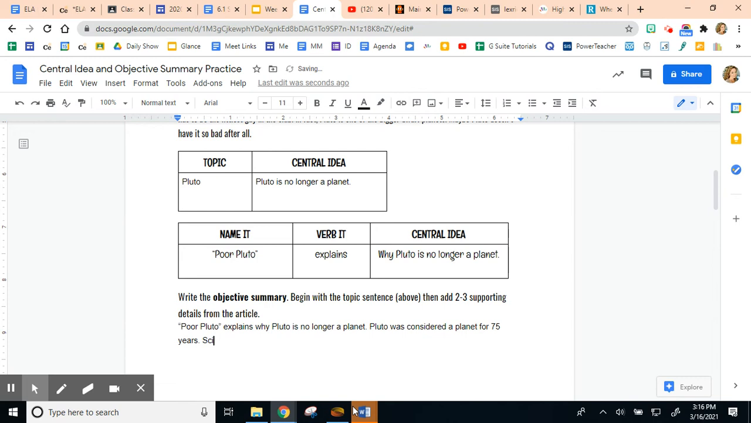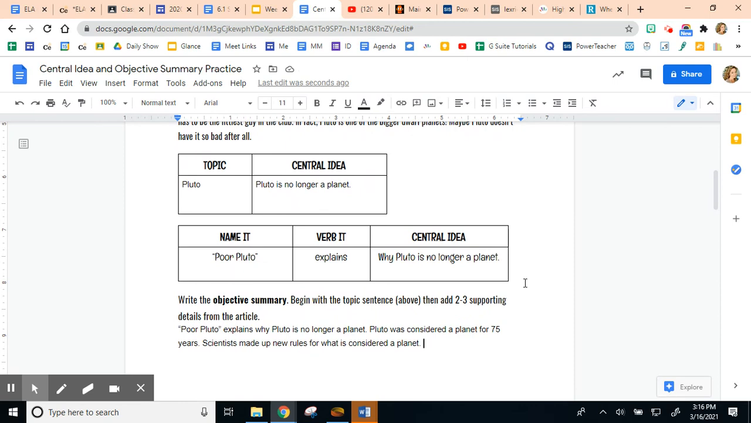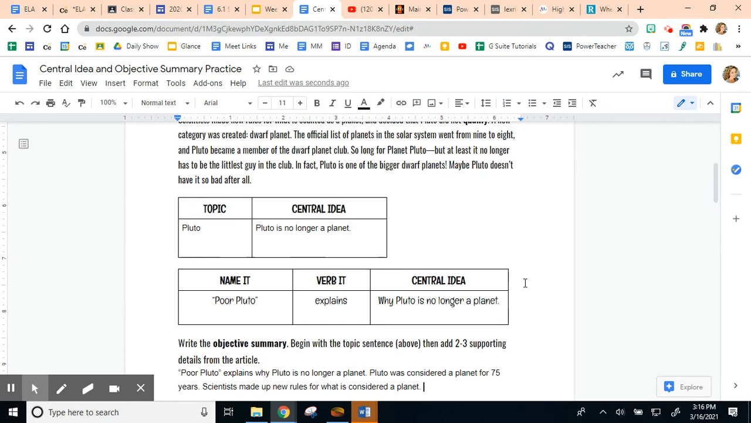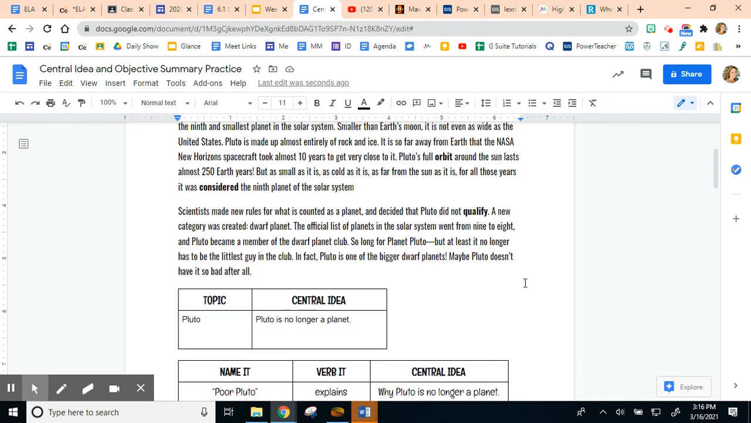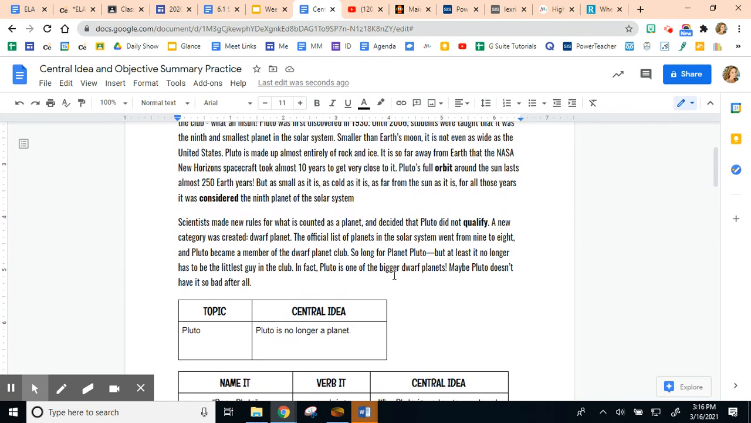This is what kind of creates the change here. Scientists made up new rules for what is considered a planet. And then one more detail, and if you need to add more, that's certainly fine. The summaries shouldn't be too long. They should be about 4, maybe 5 sentences. You don't want to rewrite the whole article. So let's find one more that kind of rounds out our little summary.